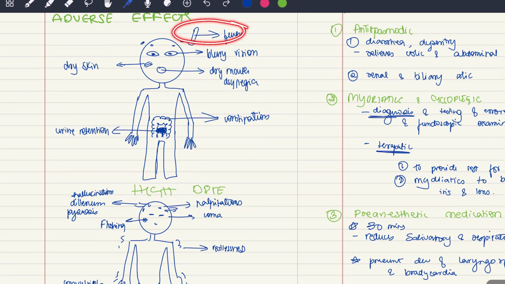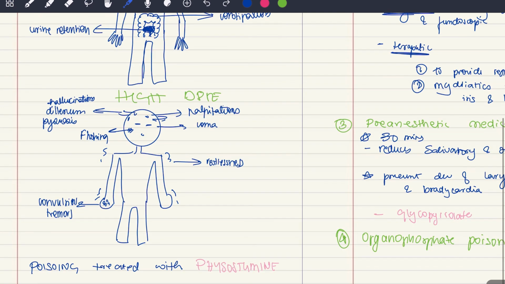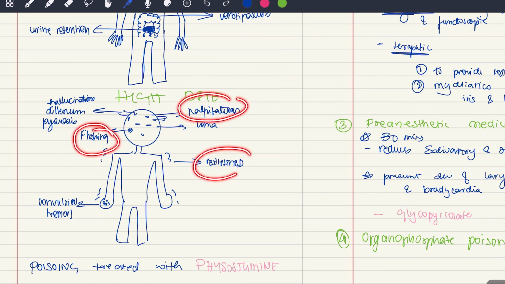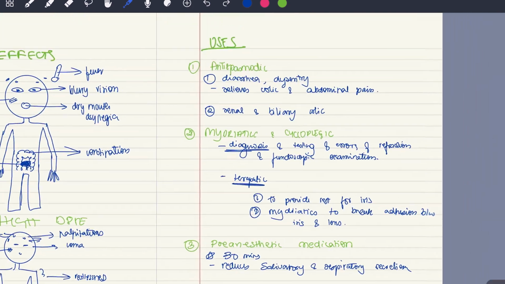The adverse effects. It causes fever, blurry vision, dry skin, dry mouth, dysphagia, which is difficulty in swallowing, urine retention, and constipation. In high doses, it can cause hallucination, delirium, psychosis, flushing, palpitations, restlessness, convulsions and tremors, and can finally lead to coma. Poisoning of atropine is treated with physostigmine.